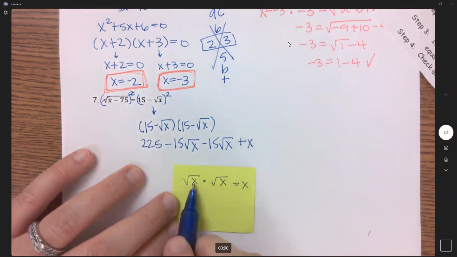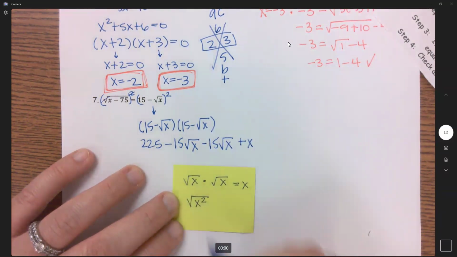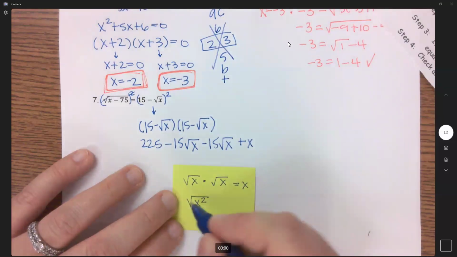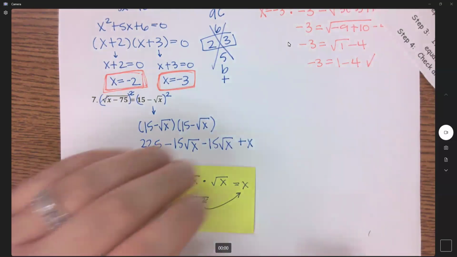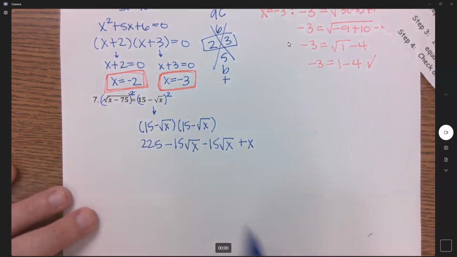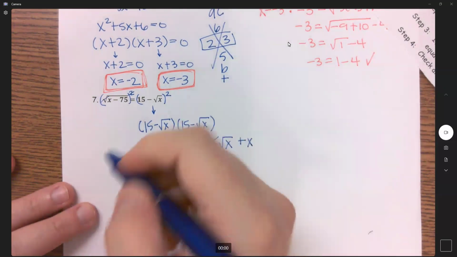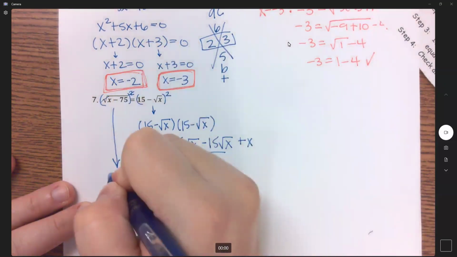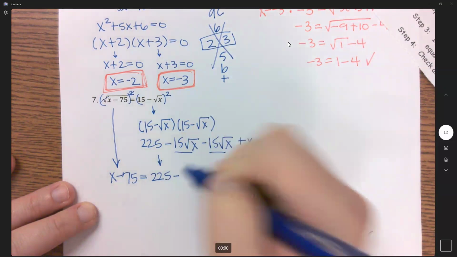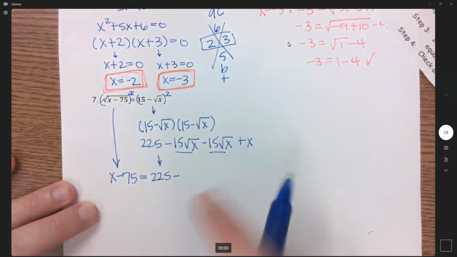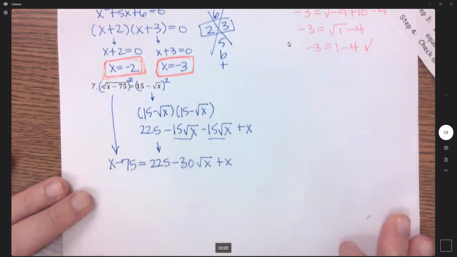Why? Multiply what's under those radicals together, and we're going to get the square root of x squared. Well, squaring and square rooting are opposites. So they undo each other and we're left with x. Okay, let's combine our like terms here. And so we get, if I bring this down now, x minus 75 equals 225 minus, these are like radicals, so negative 15 minus 15 is negative 30 square root x plus x.